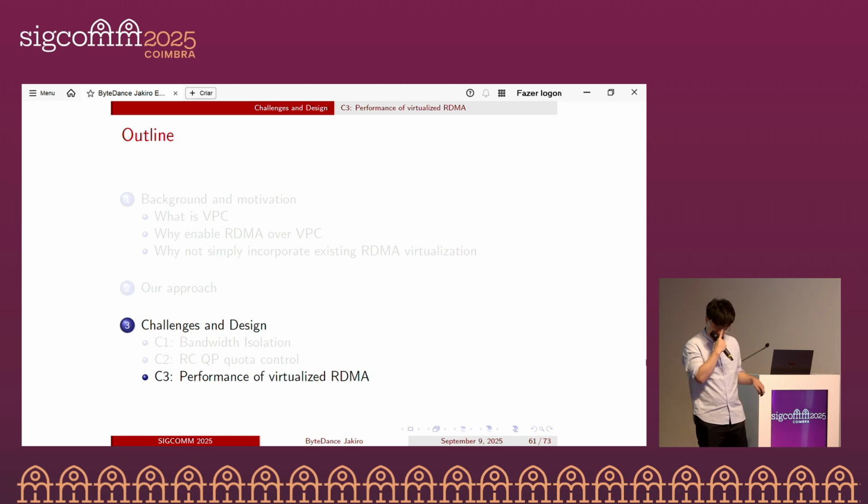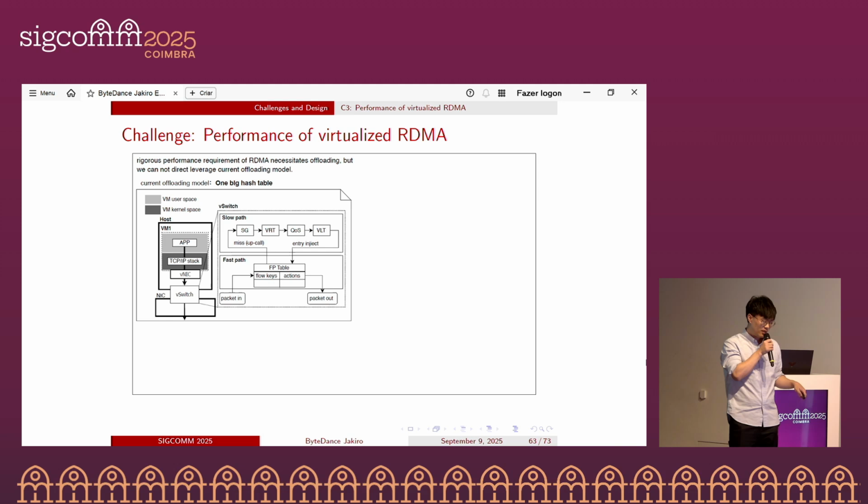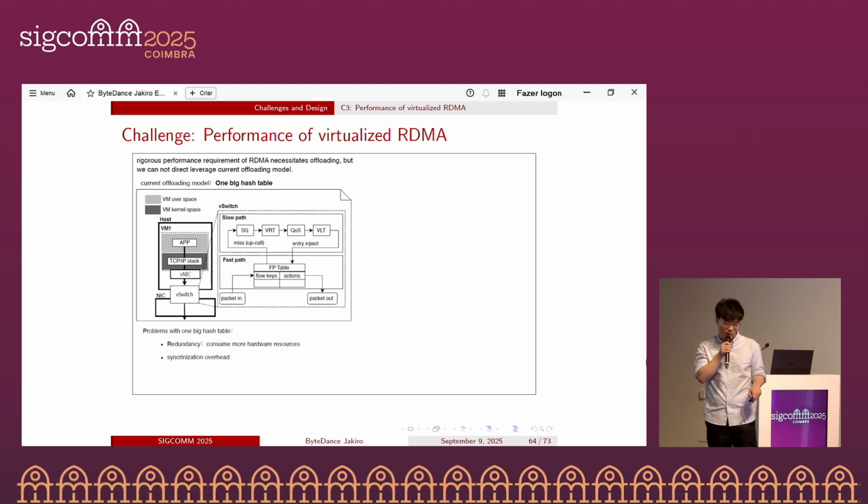Okay. The last challenge is the performance of virtualized RDMA. The rigorous performance requirement of RDMA necessitates offloading, but we cannot directly leverage the current offloading model. The problem is currently the model offloads a big hash table to the hardware path, and it has two problems. First is redundancy, and it will consume more hardware resources. The second is synchronization overhead.